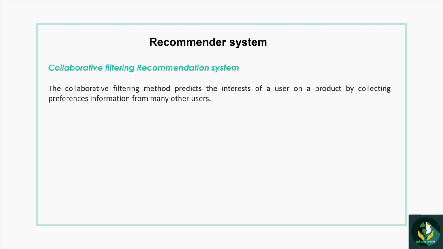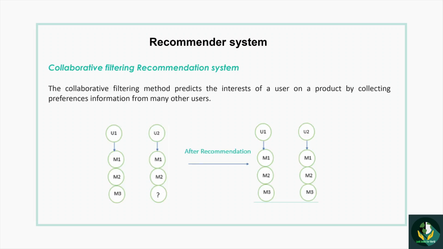So what are collaborative filtering recommendation systems? The collaborative filtering method predicts the interests of a user on a product by collecting preference information from many other users. We can see that user 1 liked movie 1, movie 2, and movie 3, and user 2 liked movie 1 and movie 2. Based on the collaborative filtering method, the system will recommend movie 3 to user 2.